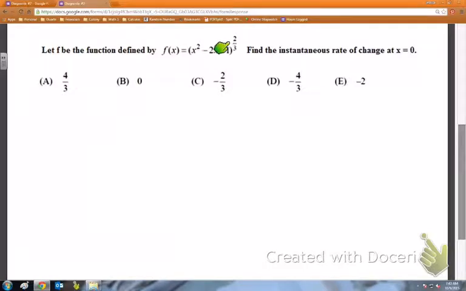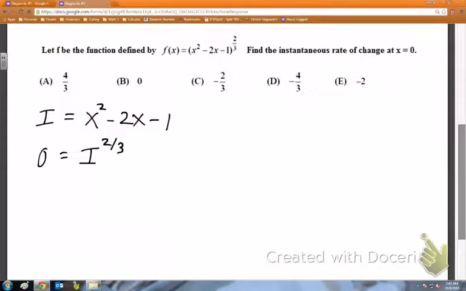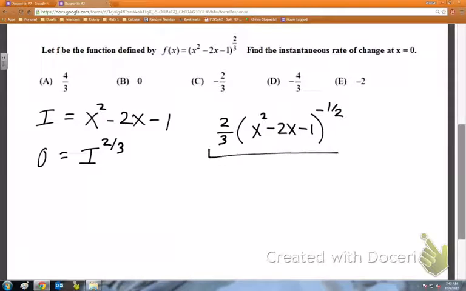And if you look, you have an inside function and an outside function. So my inside function is x squared minus 2x minus 1. And my outside function is the inside to the 2/3. So the derivative of the outside is 2/3 times the inside to the negative 1/3, because 2/3 minus 1 is negative 1/3. And again, that's the derivative of the outside. And we multiply that times the derivative of the inside, and the derivative of the inside function is 2x minus 2. And that's the derivative of the inside.